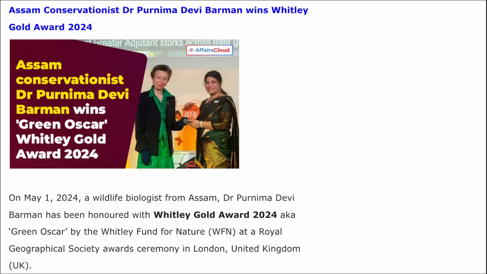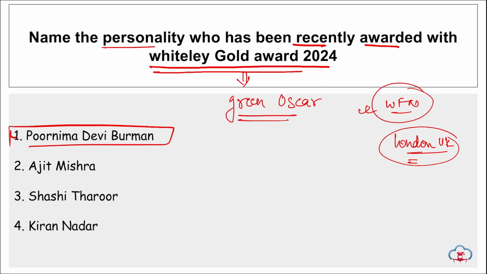Apart from this, if we talk about Ajit Mishra, right? Remember, the City of London Corporation has honored Ajit Mishra. He is an Indian-born lawyer, and he is currently working in the UK also as a lawyer, right? And he has been honored with the Freedom of the City of London Award. And this is for his contribution to strengthening business partnership between the City of London and India.